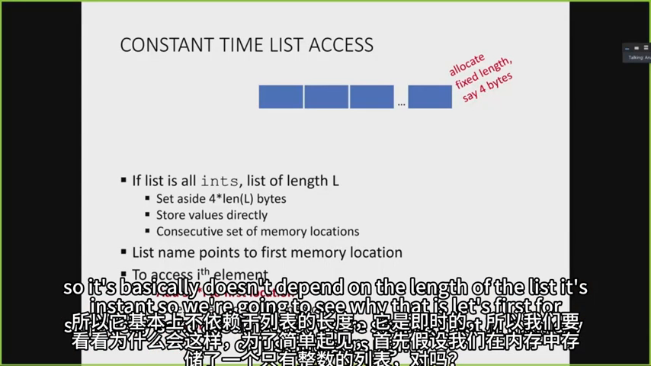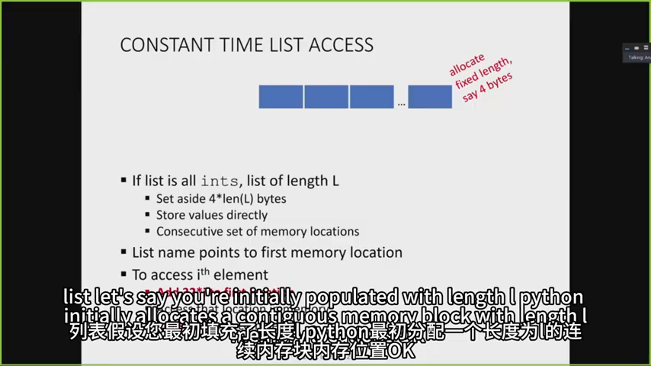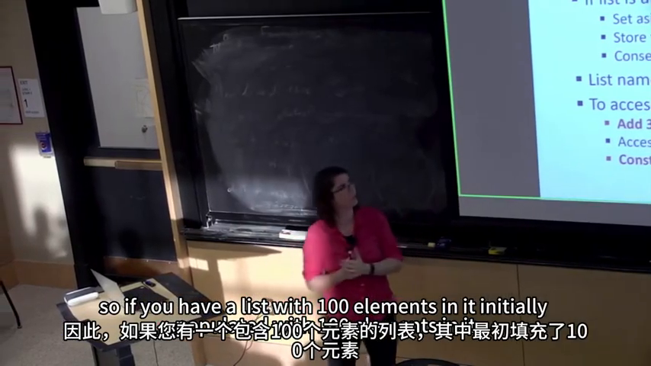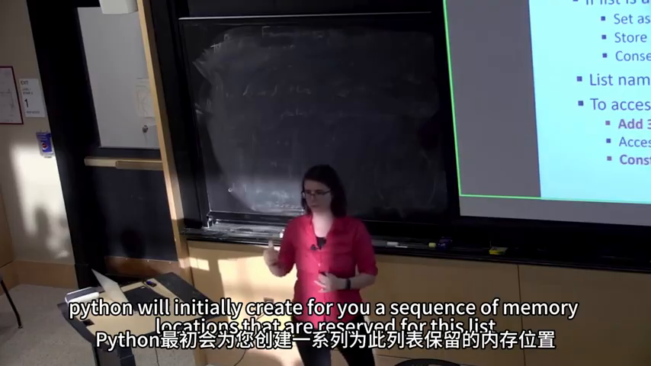Let's first, for simplicity's sake, assume that we're storing a list in memory of just integers. I know lists can store other lists and dictionaries and things like that, but just for this first slide, let's assume all we're doing is storing integers. The way Python does this is, when you create a list, let's say you initially populate it with length L, Python allocates a contiguous memory block with L memory locations. So if you have a list initially populated with 100 elements, Python will create for you a sequence of memory locations that are reserved for this list.